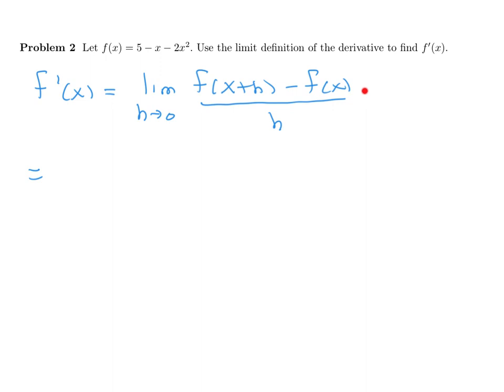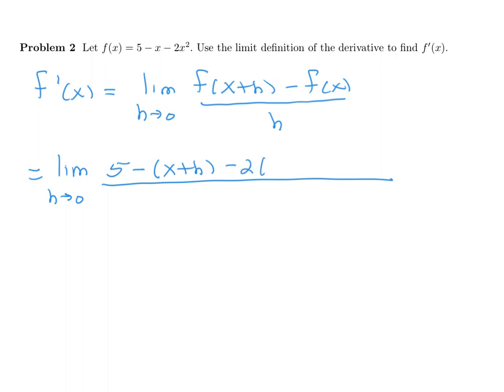I'll then subtract the function using parentheses and simplify this fraction, hopefully canceling the h from the denominator. This is the limit as h goes to 0 of, okay, we have 5 minus, in place of this x, I'll put an x plus h. Then I'll subtract 2 times x plus h squared. We now subtract f of x itself. So I'll put the subtraction symbol. The function f of x is 5 minus x minus 2x squared. But be careful. You have to use parentheses. You're subtracting the entire function. This is all divided by h.